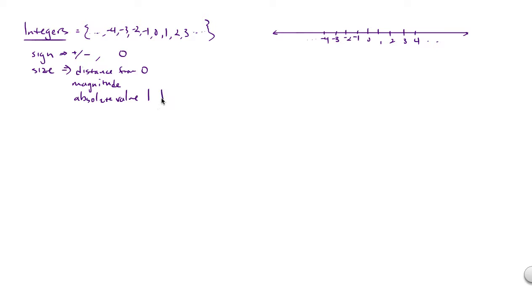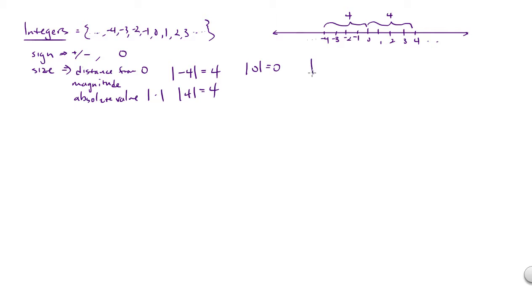And we denote this by using vertical bars, putting a number in between those vertical bars. So for example, the size or absolute value of negative 4 is 4. The size of positive 4 is also 4. So what absolute value does is just strip the negative off. It's intuitively the distance from 0. Negative 4 is 4 away from 0, but also 4 is 4 away from 0. It's a positive distance. By the way, the absolute value of 0 is 0.